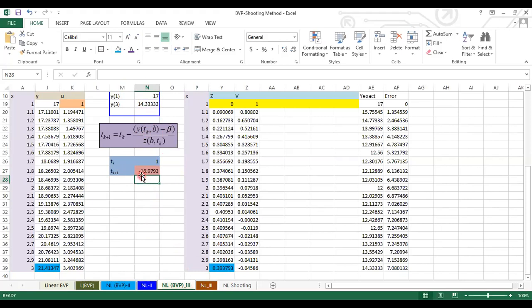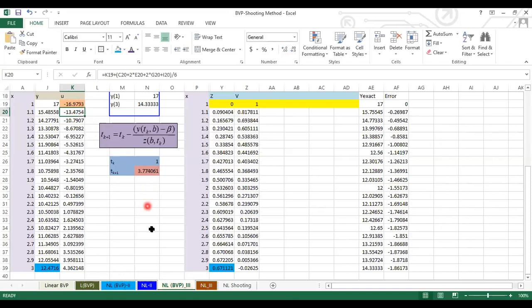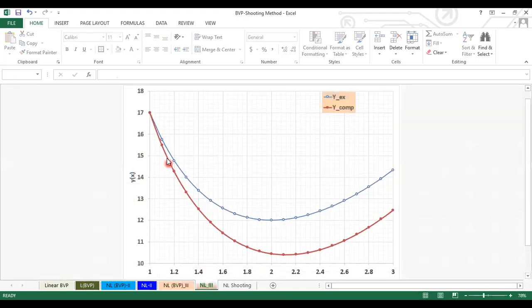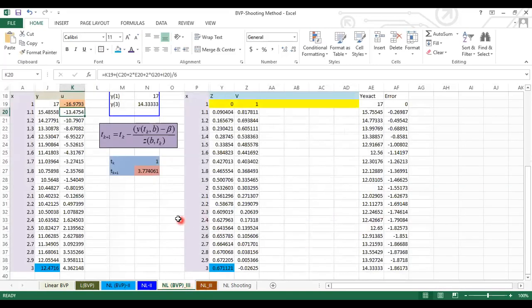The new value of slope suggested by Newton's method is minus 16.9793. So I will provide this value over here, minus 16.9793. So let's see the effect on the solution. So the solution has been shifted to the other side of the curve. However, it is not accurate, so we have to go for the next iteration.